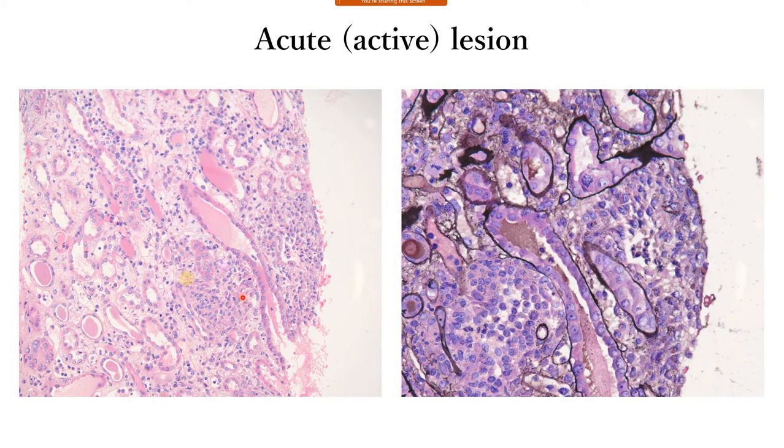This is another example. You see the edematous interstitial area, and you see the lymphocytes and also plasma cells. And here, inflammatory cells and a little bit of edema again.